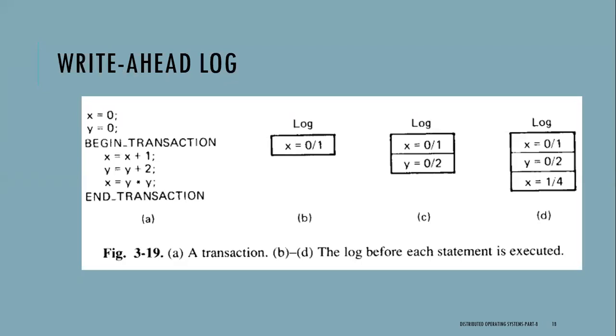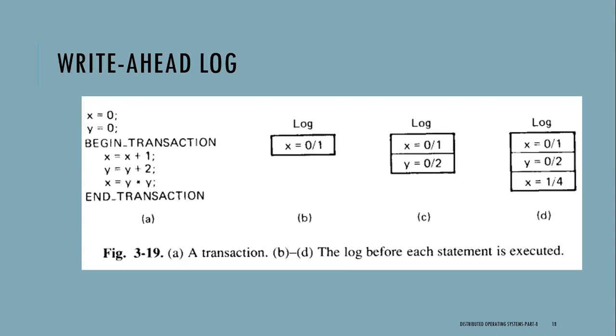Write-ahead log. This diagram gives an example of how the log works. We have a simple transaction that uses 2 shared variables, x and y, both initialized to 0. For each of the 3 statements inside the transaction, a log record is written before executing the statement, giving the old and new values separated by a slash.